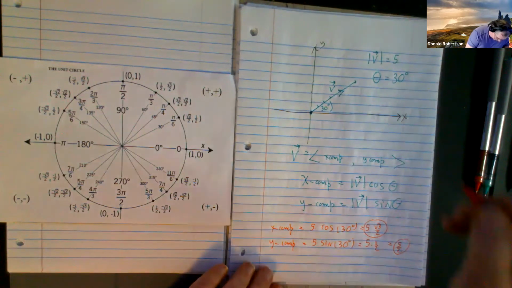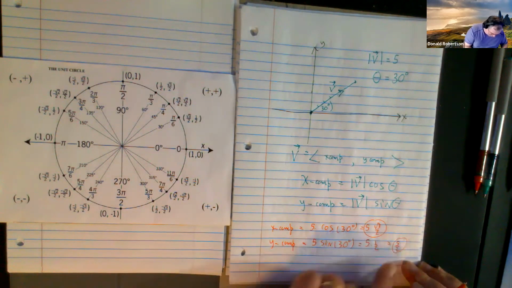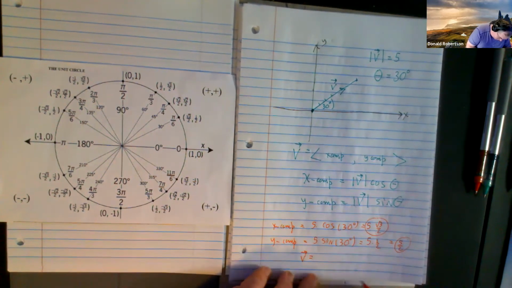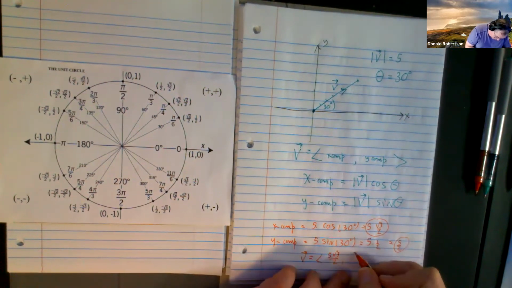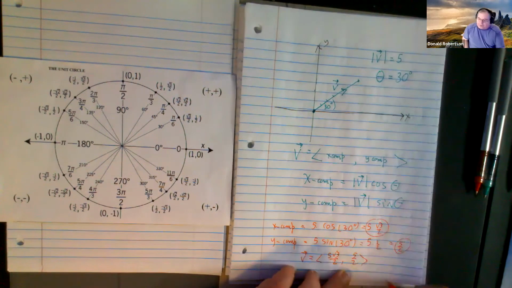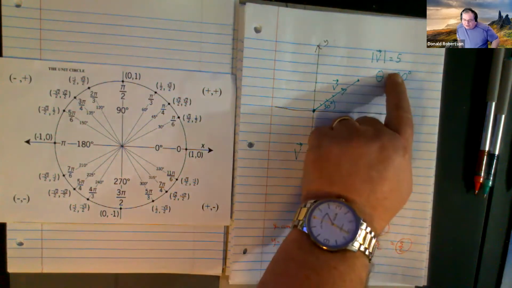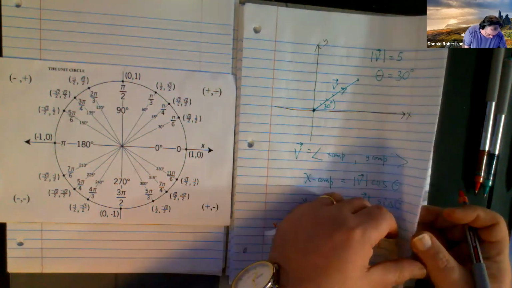So this vector, right, has an X component of this number and a Y component of that. So you would say vector V is 5√3 upon 2, 5 halves. Are you comfortable with how I transferred this information into the usual way that you write vectors, right? They're X and Y components.